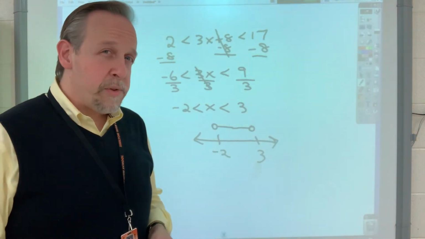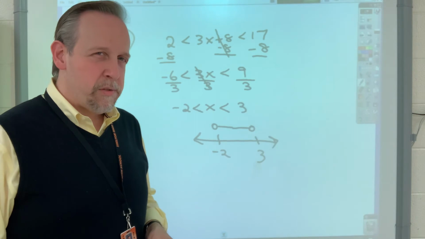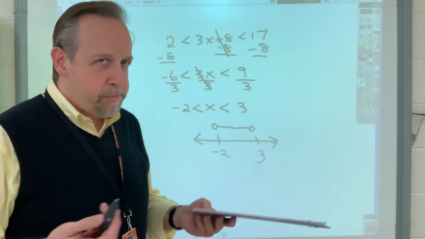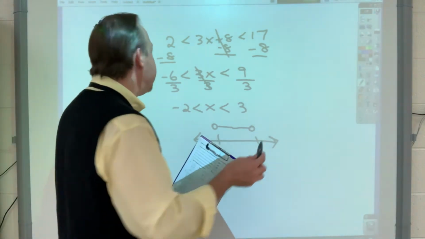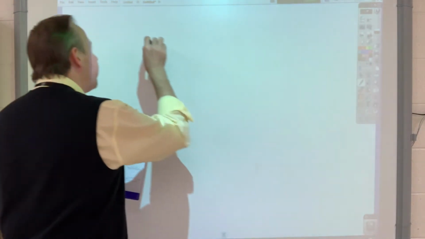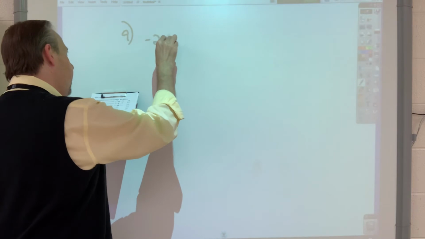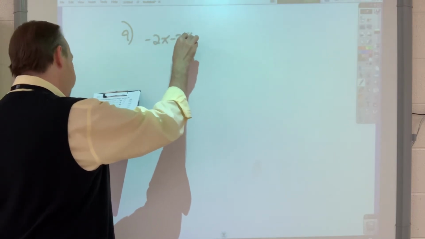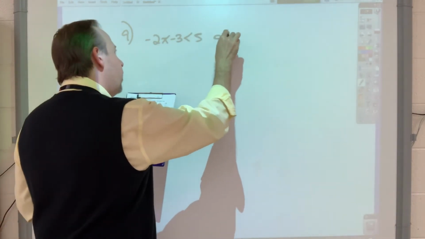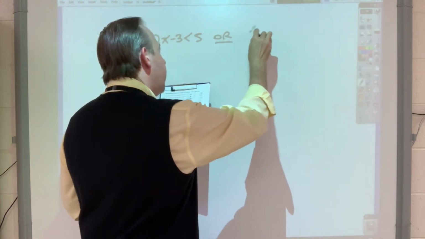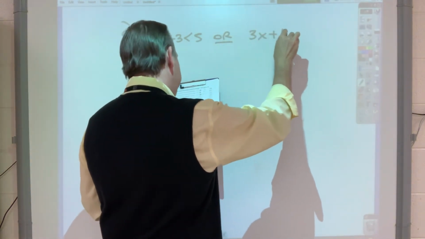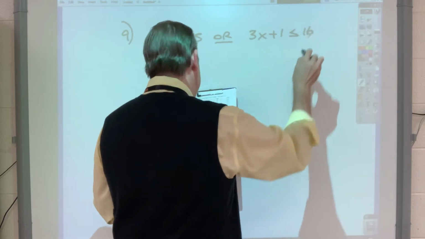The last question was tricky because of the way it gets graphed, but the way it gets solved is not that tricky. Let's take a look at number 9. The last problem we had to do: -2x minus 3 is less than 5, or 3x plus 1 is less than or equal to 16.